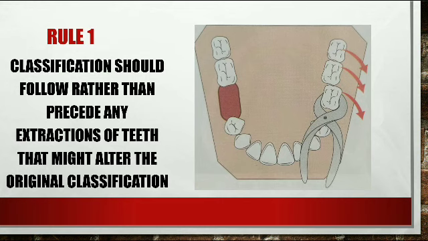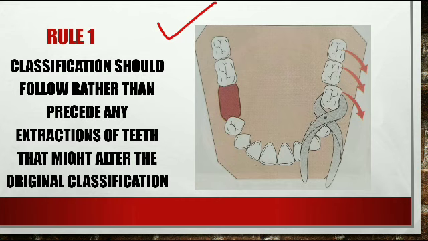Rule number 1. Classification should follow rather than precede any extractions of teeth that might alter the original classification. That is, suppose a patient comes to you for an RPD and there is already an edentulous space present. Do not start with classifying the arch. First, check whether the patient needs some extraction. If any extraction is required, first go for the extraction, and once you are done, then examine the edentulous spaces and the dentulous spaces and classify the arch.